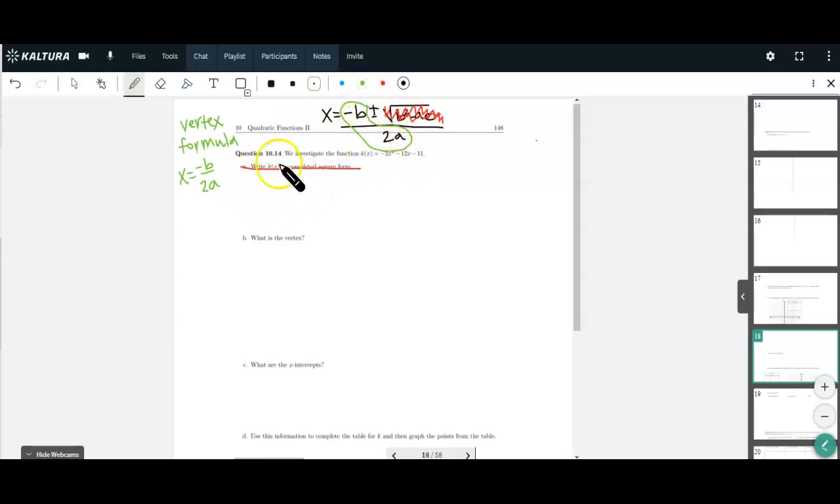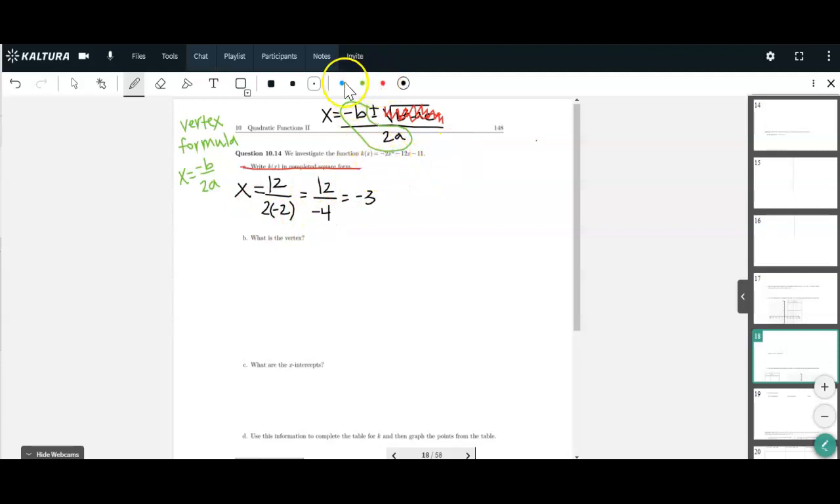So if I have x equals negative b, well, on that one it's going to be a positive 12. So x equals negative b, which is a positive 12, divided by 2 times a, so 2 times negative 2. Then if we simplify this, we've got positive 12 divided by negative 4 gives us negative 3. So that's the x-coordinate of the vertex.